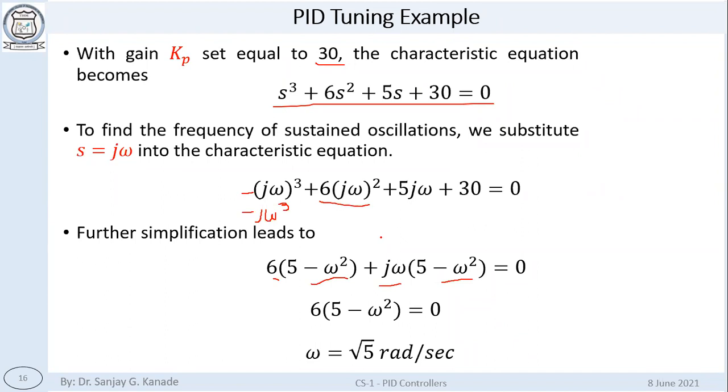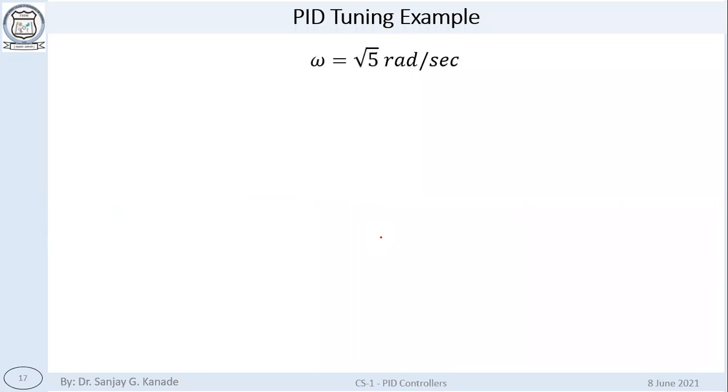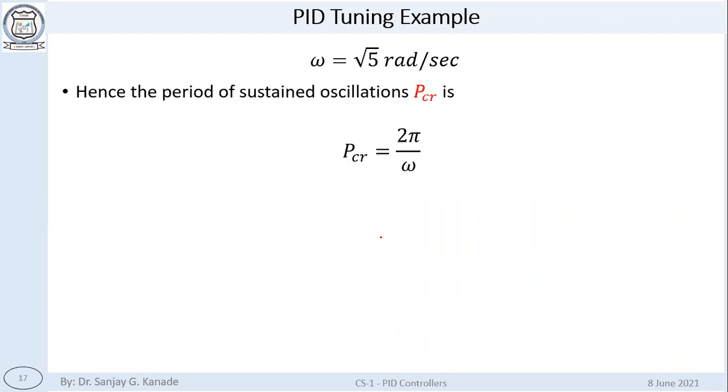Now square root of 5 radian per second, what is this? This is the value of omega. This is the value of frequency. Remember, what we want is the period of oscillations. So period is equal to, is this right? 2 pi upon omega. How do we get this?